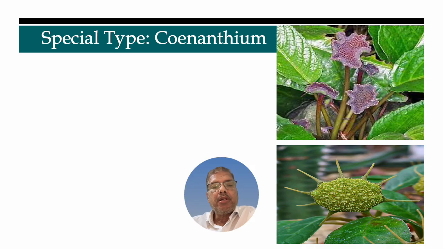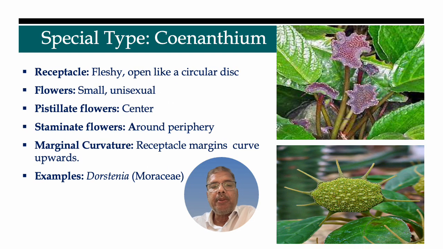A synanthium is a specific type of inflorescence, a cluster of flowers on a plant, found in certain species, notably within the family Moraceae, and the genus is Dorstenia. It features a fleshy open receptacle shaped like a circular disc. The receptacle bears numerous small, typically unisexual flowers. The pistillate flowers are located in the center, while the staminate flowers are arranged around the periphery. The receptacle typically has margins that curve slightly upwards. Dorstenia species are classic examples of plants with synanthium inflorescence.